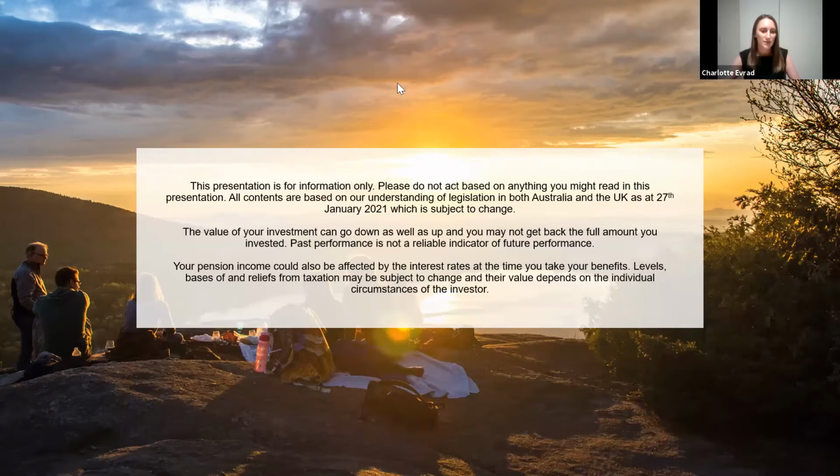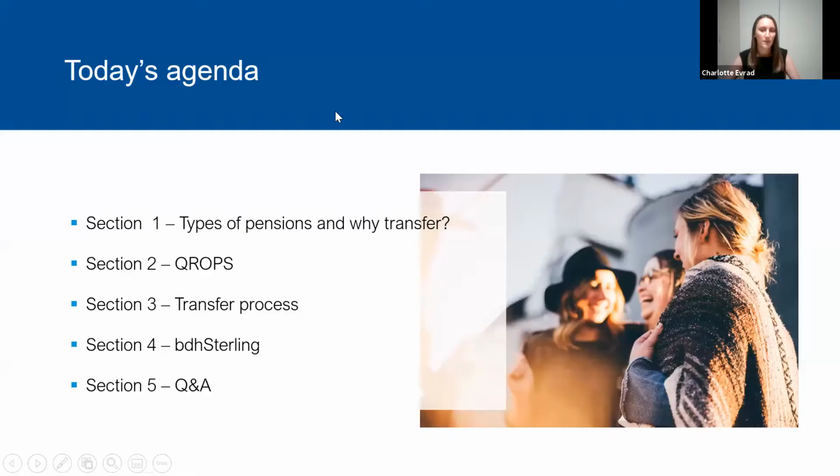So today's agenda. First of all, we'll go through the types of UK pensions you may have and why it may or may not be suitable to transfer them. We'll also discuss QROPS, which may be a term you have heard before. We'll also detail the transfer process, a bit about bdhSterling, and then finally some time for questions at the end. So to start us off, I'll pass you over to Nick.